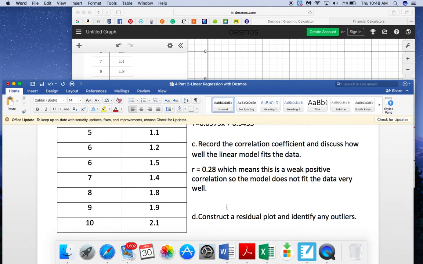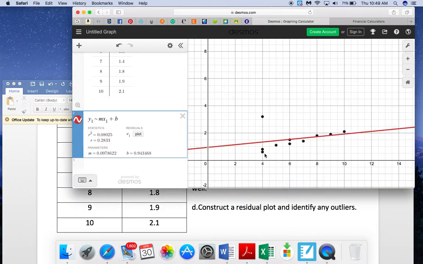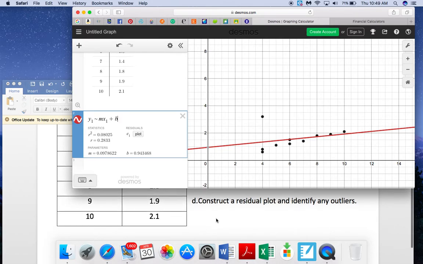Now, notice what's happening here on this graph. There is a fairly strong trend in most of the points, but we have this point that's way above the rest. We have an outlier. Part D in your lesson says construct a residual plot and identify any outliers.